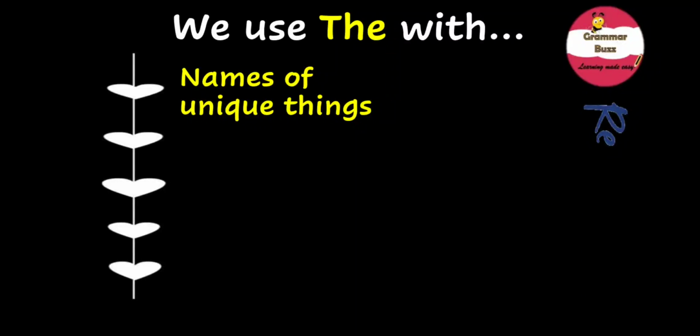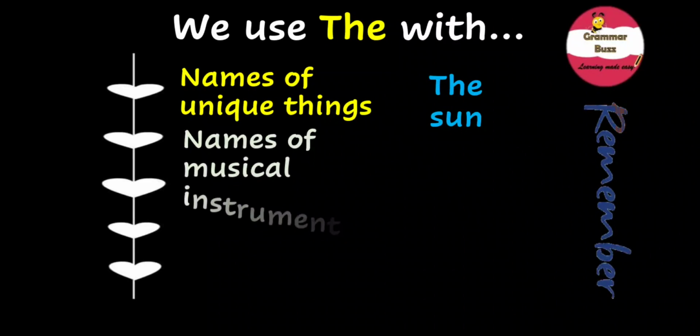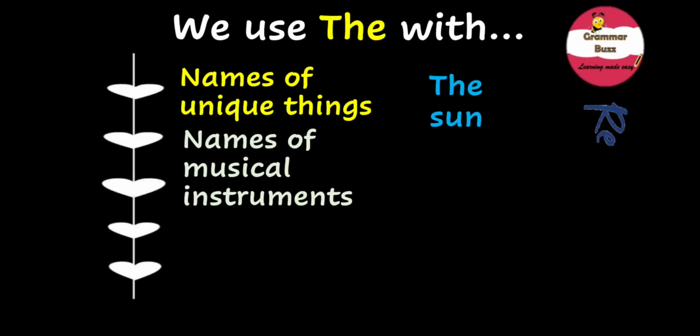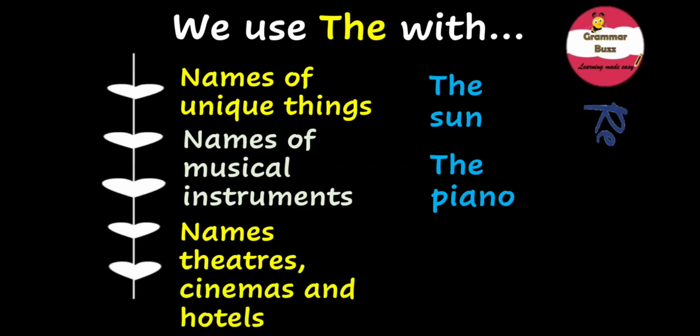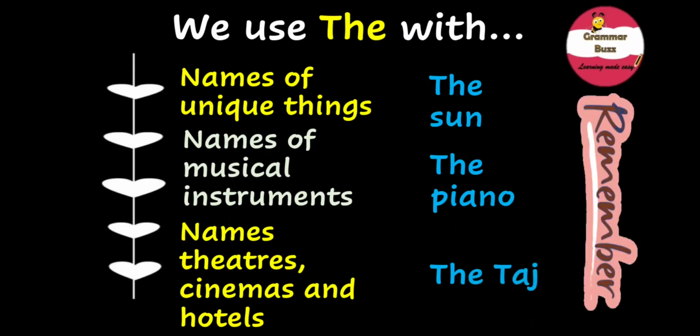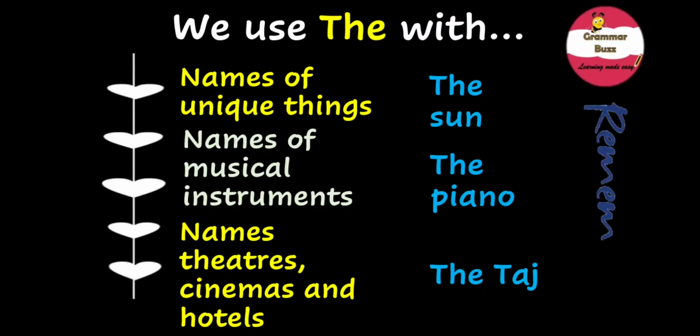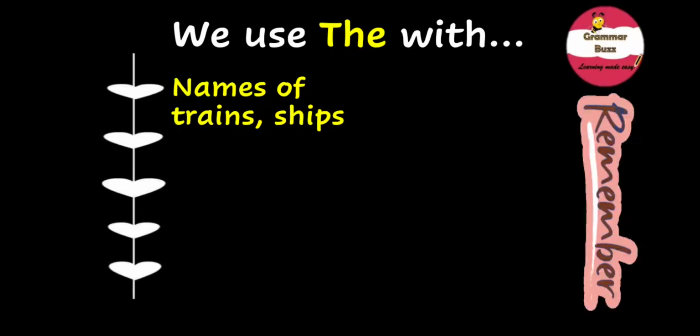The is also used with names of unique things like the sun, the moon. It is used with names of musical instruments like the piano, the guitar, the drum maybe. The is used with names of theatres, cinemas and hotels like the Taj.